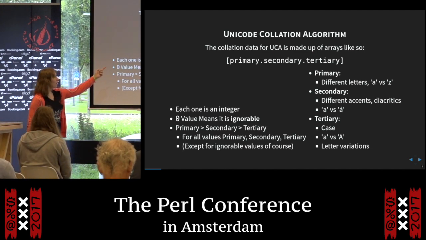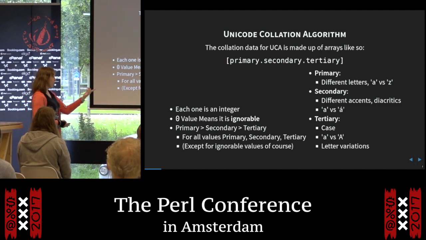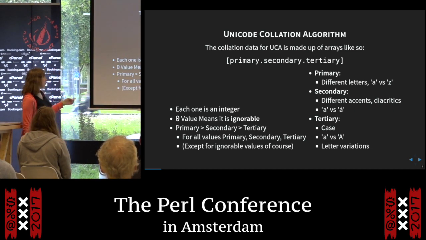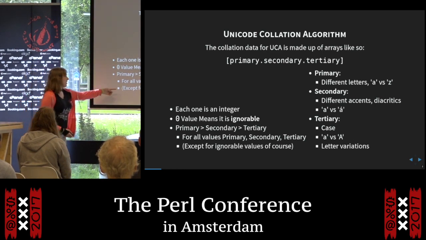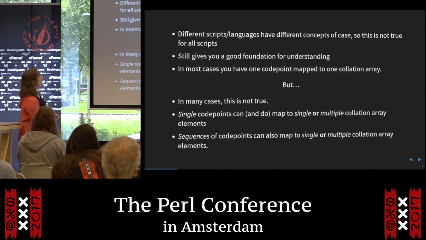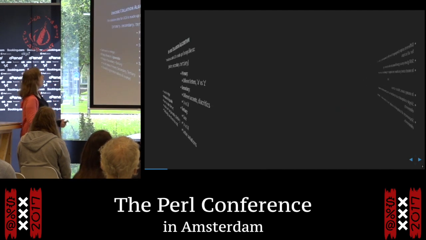You have the primary levels, with different letters, secondary, accents, and tertiary, letter variations or case. For all values, primary is larger than all secondary values, and secondary is bigger than all tertiary values. A value of 0 means you ignore it for that level, which basically means skip it and go to the next one. Ignorable values mean 0, so that's not included in the greater-than comparison. I'm going to use this notation: primary, secondary, tertiary.